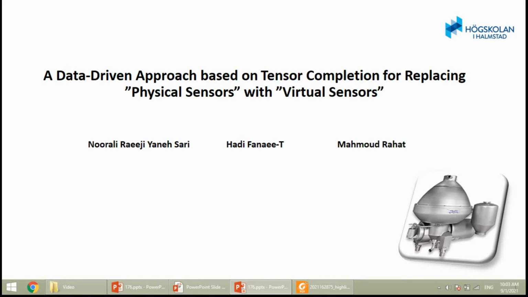Hello everyone, I will start presenting a paper with the title A Data-Driven Approach Based on Tensor Compilation for Replacing Physical Sensor with Virtual Sensor. My name is Noor Ali and the co-authors of the paper are Hadi and Mahmoud.